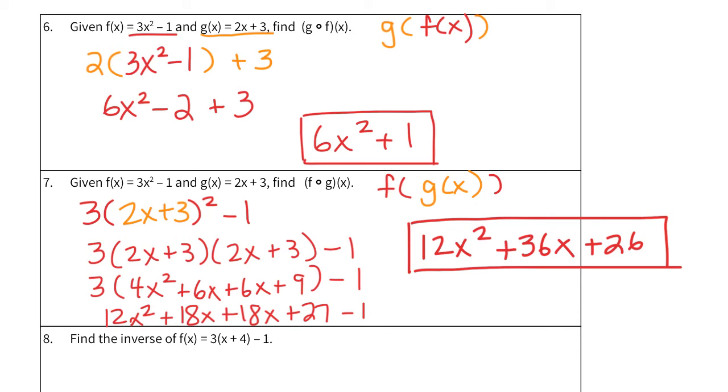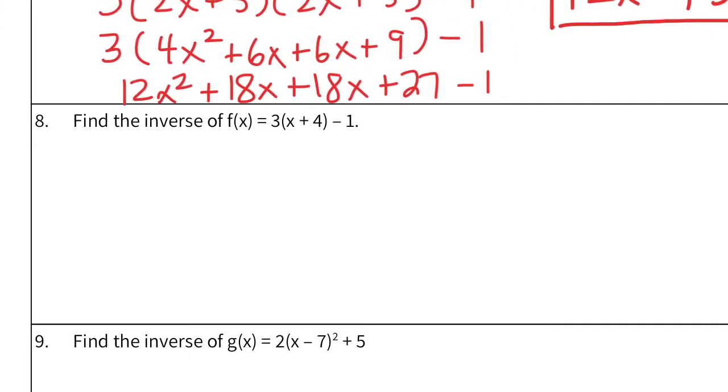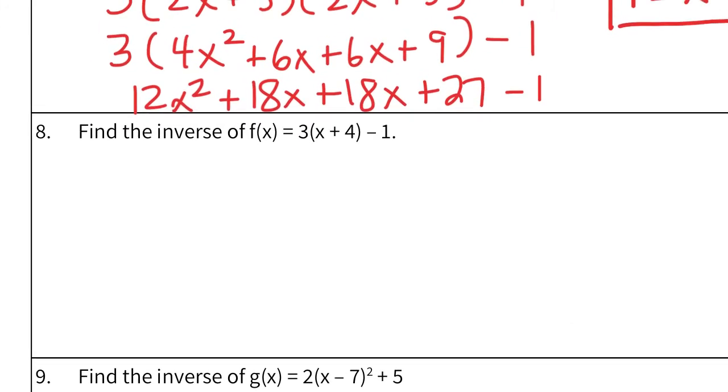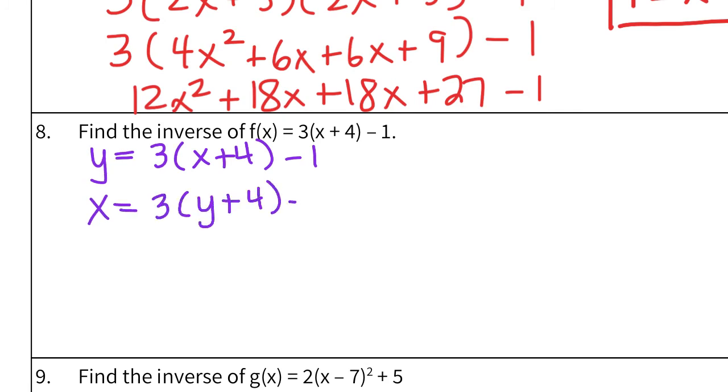Okay, and then the last thing we talked about were inverses. So I just want to practice finding the inverse. Number 8, find the inverse of f of x equals 3 parentheses x plus 4, then minus 1. The first step is to replace that f of x with a y. Second step is to flip the x and the y. So this is going to turn into x equals 3 parentheses y plus 4, then minus 1. Notice that the y moved here and the x moved here. They traded places.